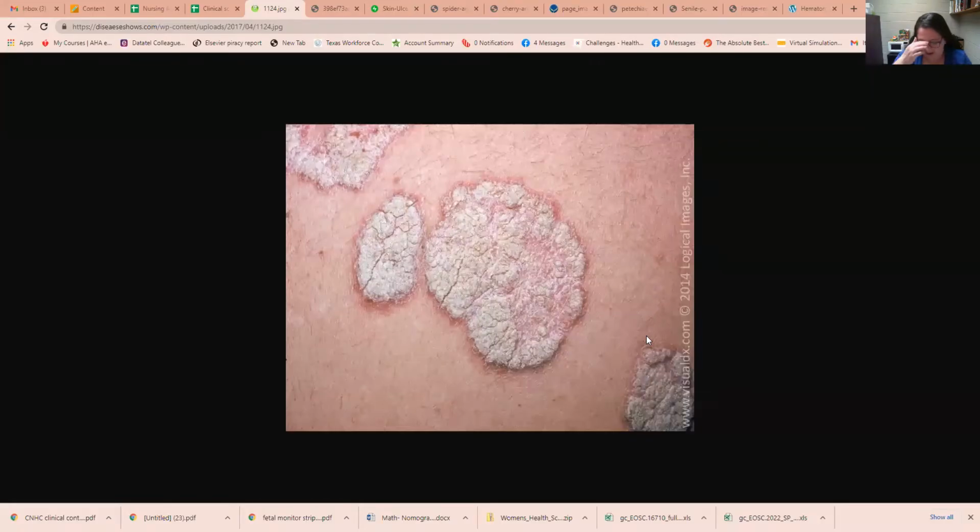Scales are flakes of skin. In some diseases like eczema or psoriasis, the skin is damaged and so it flakes off. This is psoriasis, so it has these thick flakes of skin on the top. Those are called scales.